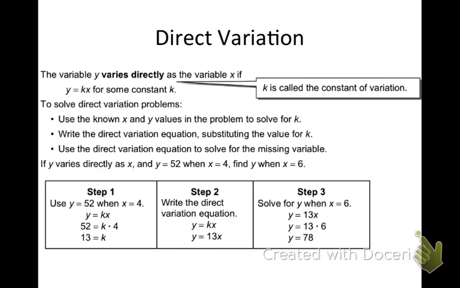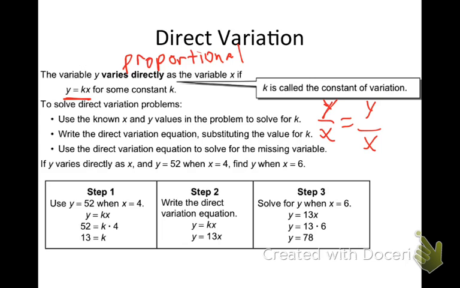First thing we're going to talk about is direct variation. The variable y varies directly as the variable x if y equals kx for some constant k. Varies directly means proportional. So for instance, y equals kx. Use the known values of y and x and solve the problem for k. If it's proportional, that means y over x is going to be the same as y over x. You can use a proportion to solve these.